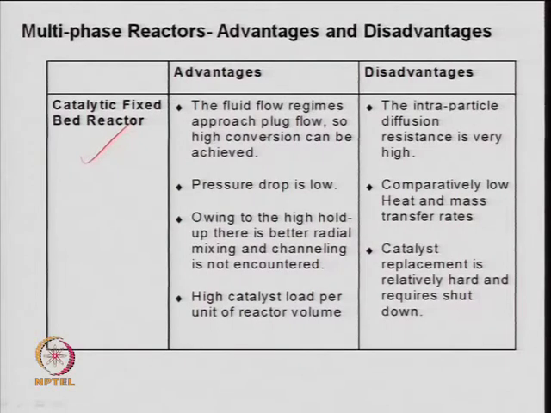So, when you have a plug flow condition, I told you that the conversion down the length of the reactor will be higher if you do not have any kind of non-ideality in the reactor, right. So, this is one advantage here, you get high conversion. Pressure drop is low because it is a fixed bed reactor, one can decide the particle size. Depending upon the particle size, the pressure drop can be minimized or reduced, and since the hold up is high, owing to the high hold up, there is a better radial mixing and channeling is not encountered.